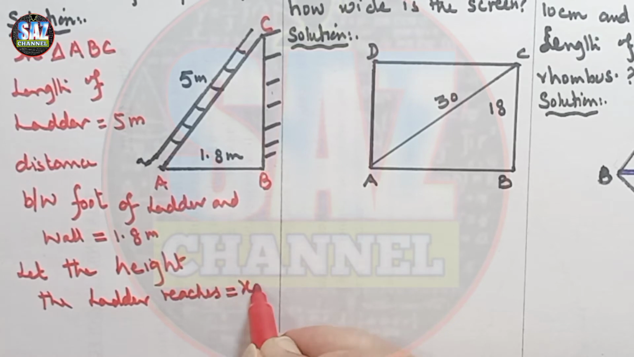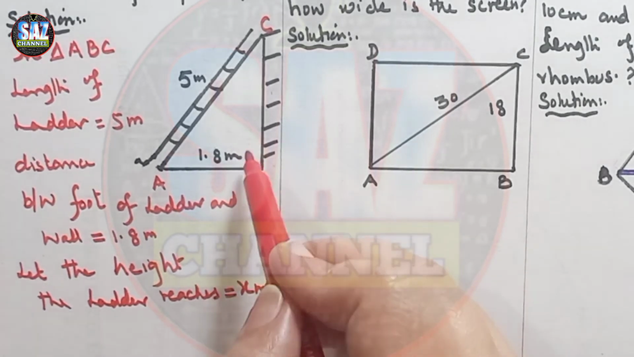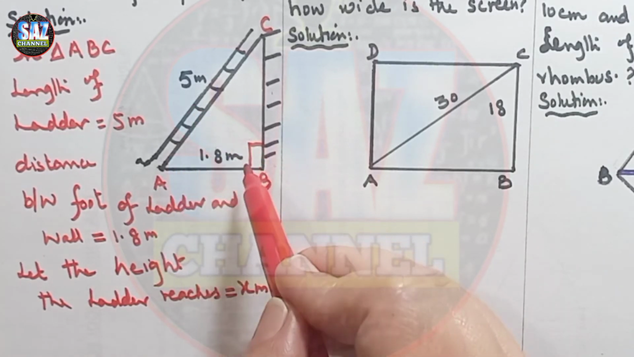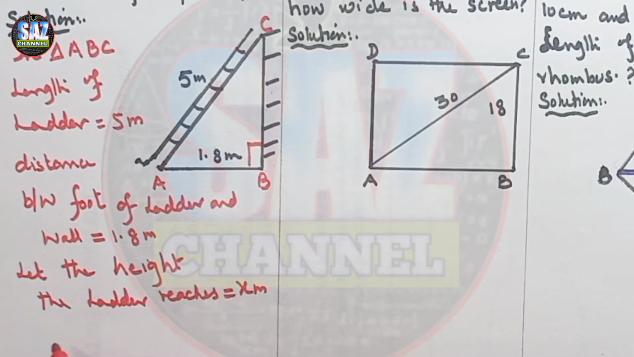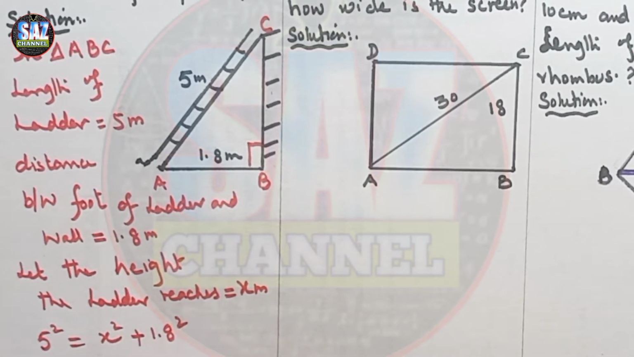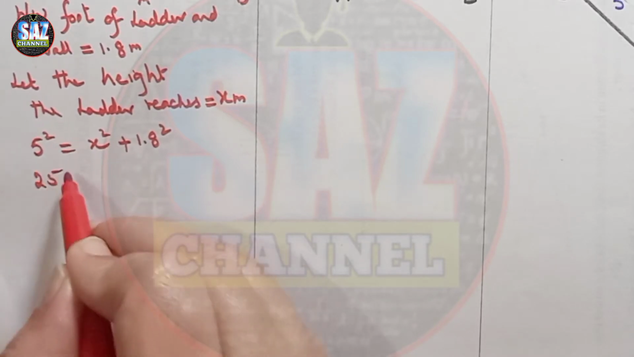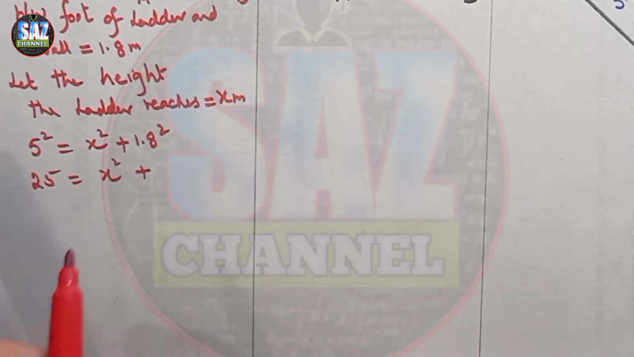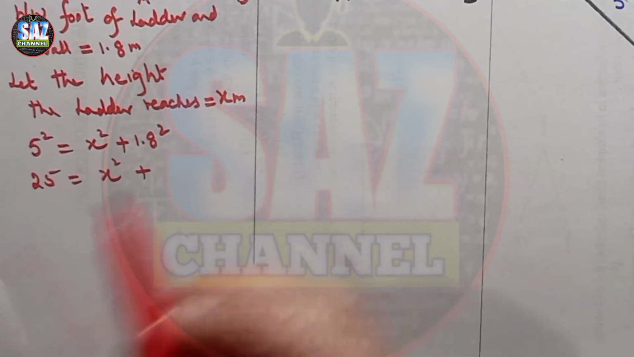Now we can see that we have a right angle triangle with us, and 5 is the side which is in front of the 90-degree angle. So according to Pythagoras theorem, 5 square will be equal to x square plus 1.8 square. Now 5 square is 25 and for 1.8 square, for some time if we forget about the decimal, 18 square is 324, so it will be 3.24.